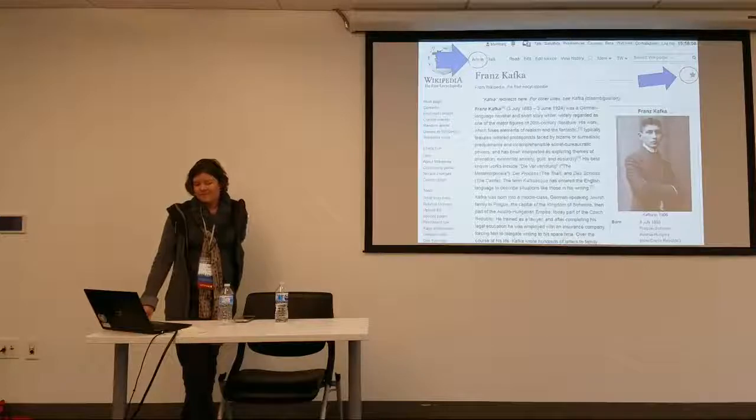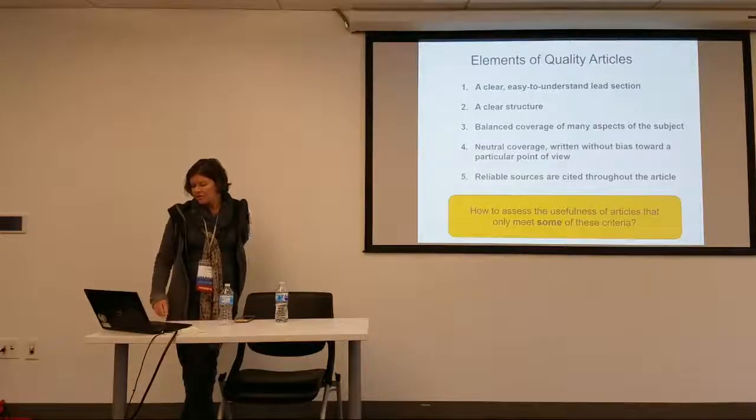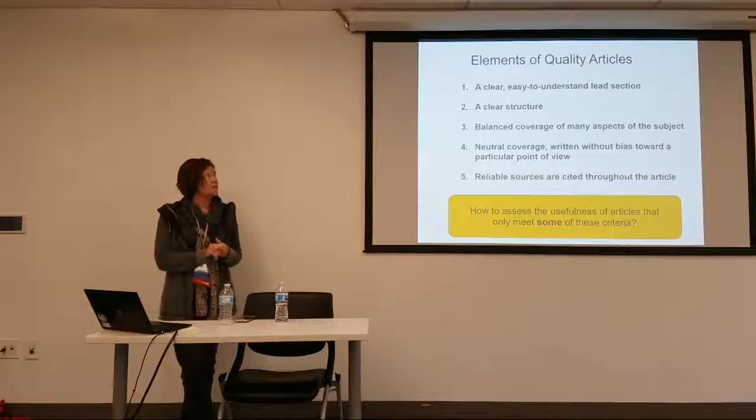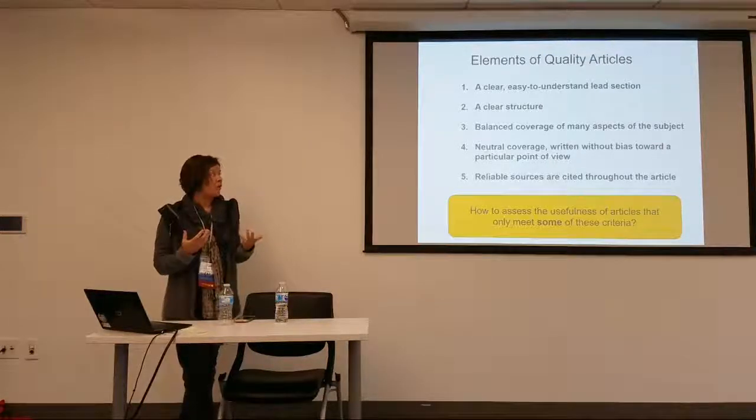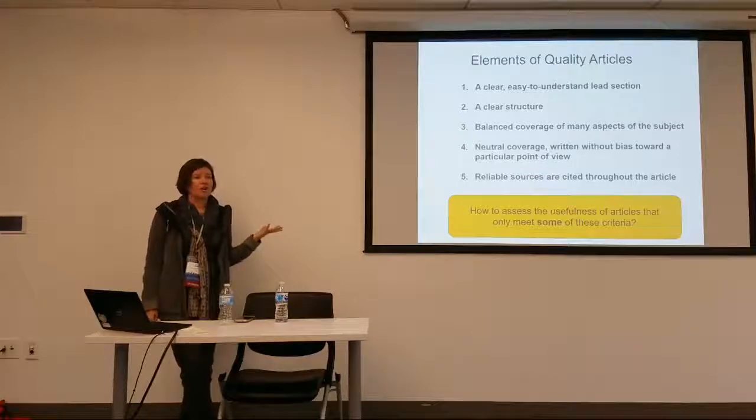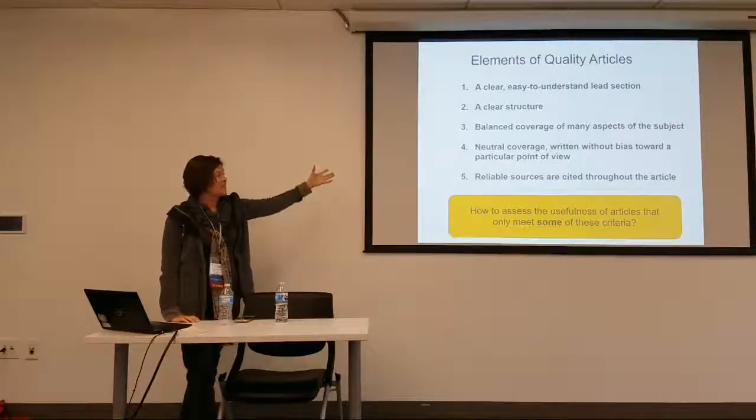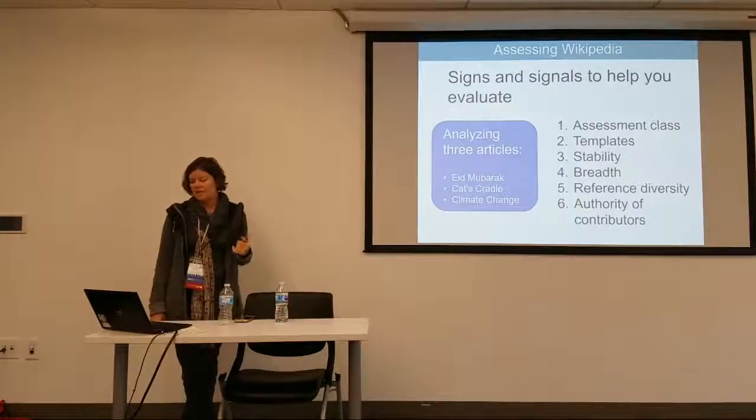Okay, so our Franz Kafka, as we've discussed, is a feature article. We love Franz Kafka. A quality article has a clear and easy to understand lead section, a clear structure, balanced coverage that is neutral, written without bias, without those peacock words, and is supported by reliable sources throughout the article. But a lot of times you find articles that maybe have some of this, but not all of it. So how are some ways that you can analyze the article?